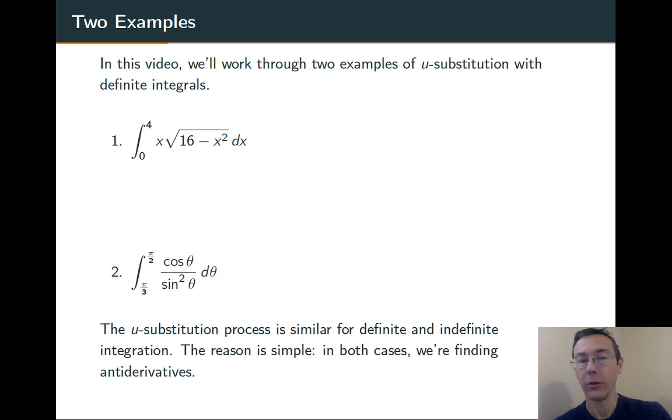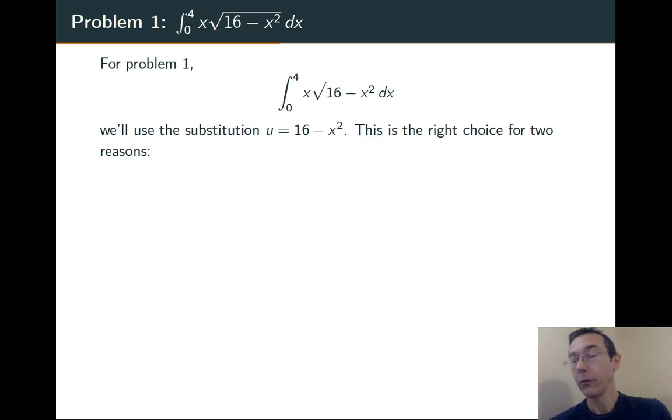U-substitution with definite integrals is really exactly the same process as u-substitution for indefinite integrals. The only difference is that at the end, after you get your antiderivative, you've got to plug in those endpoints and subtract. So first problem, integral from 0 to 4, x square root 16 minus x squared dx.